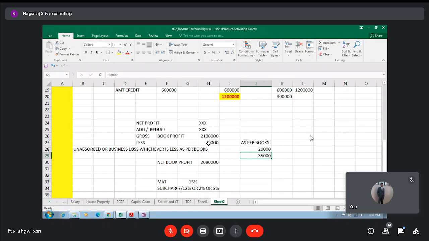Okay? This adjustment they may give in the exam. And the MAT credit carry forward is how much? 15%, 15 years.